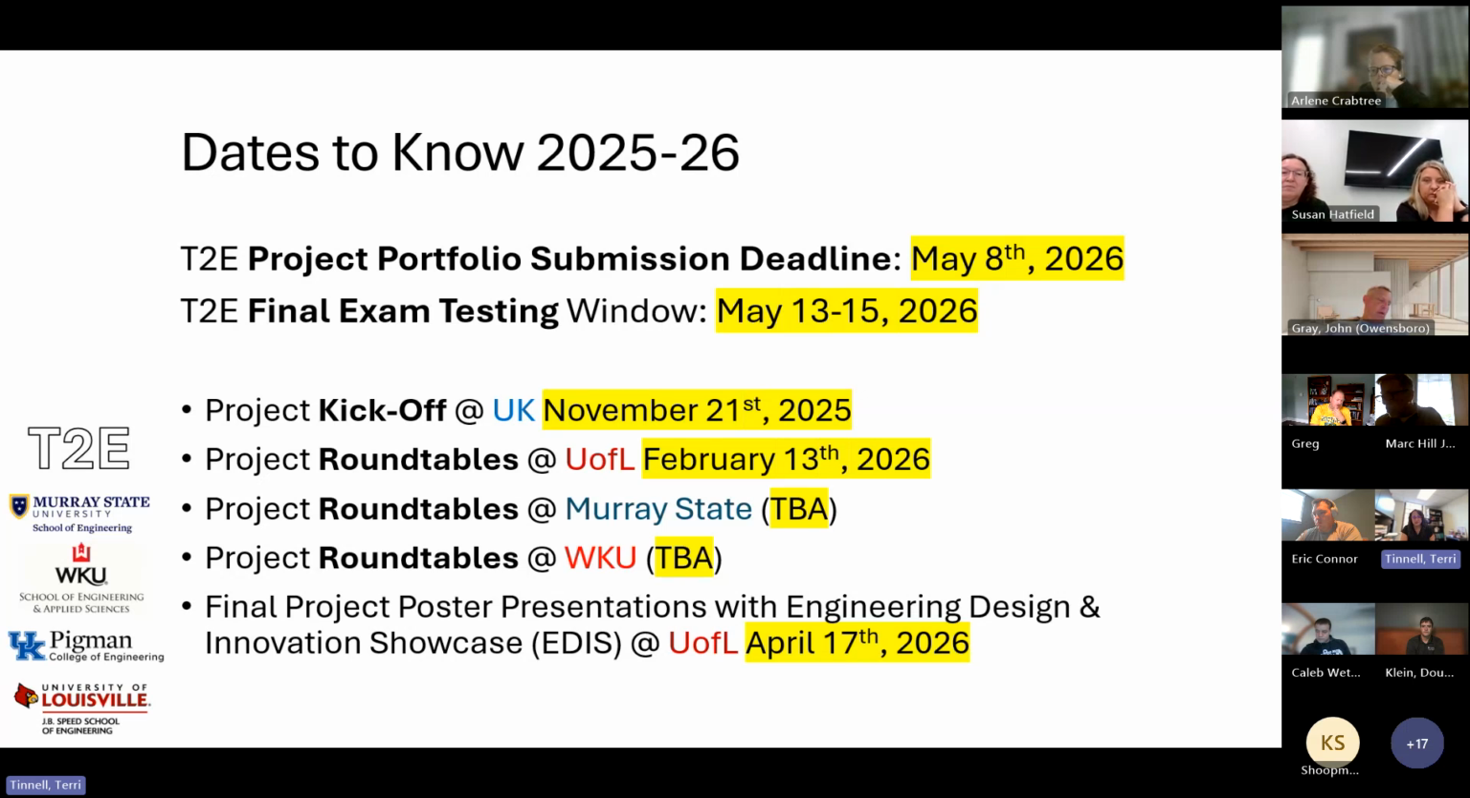At U of L, we'll do the roundtables again. We're not going to do them in the engineering garage this time. I've got a larger ballroom space similar to the kickoff, so it will not be as crowded and cramped, but just as many faculty and industry folks coming to sit down and hear about your students' projects. That'll be February 13th.